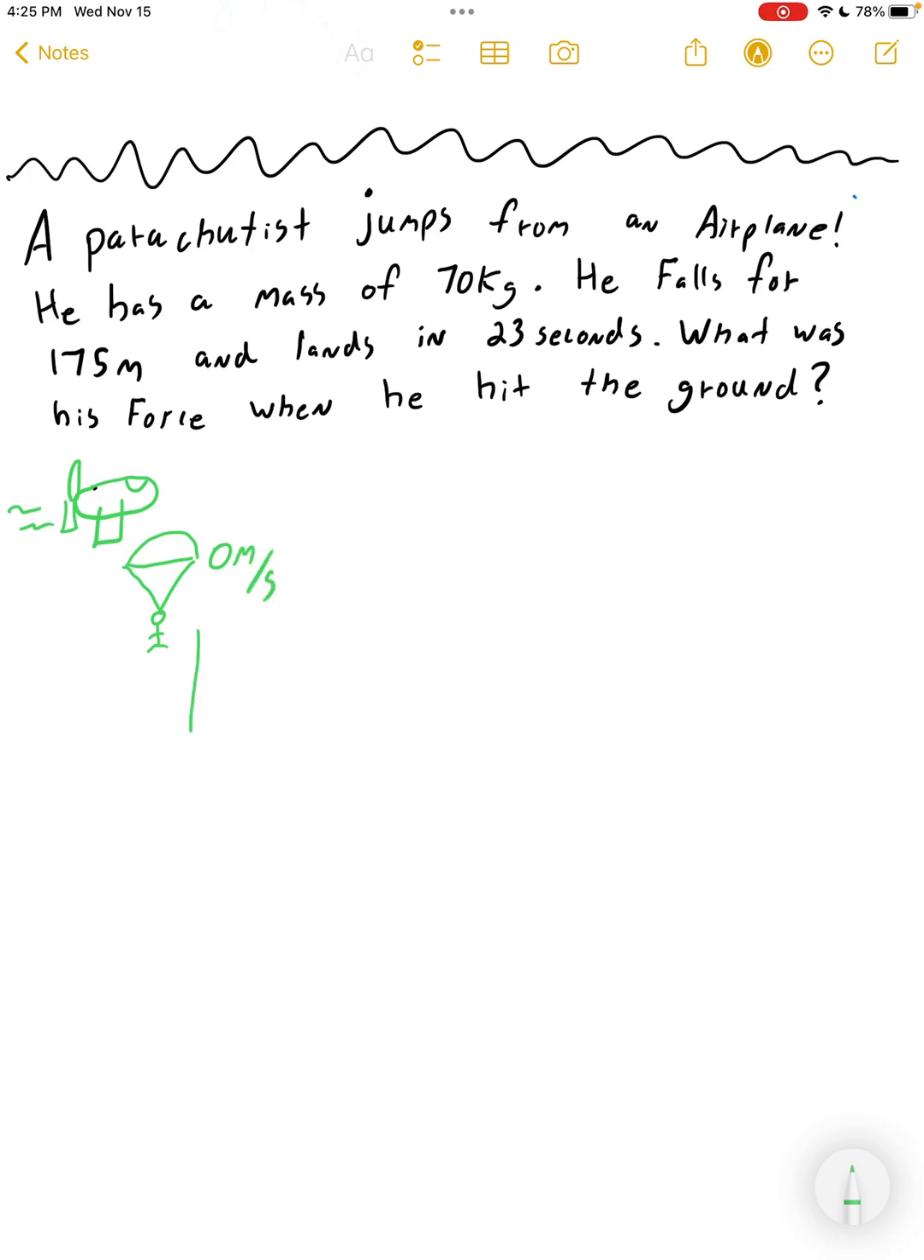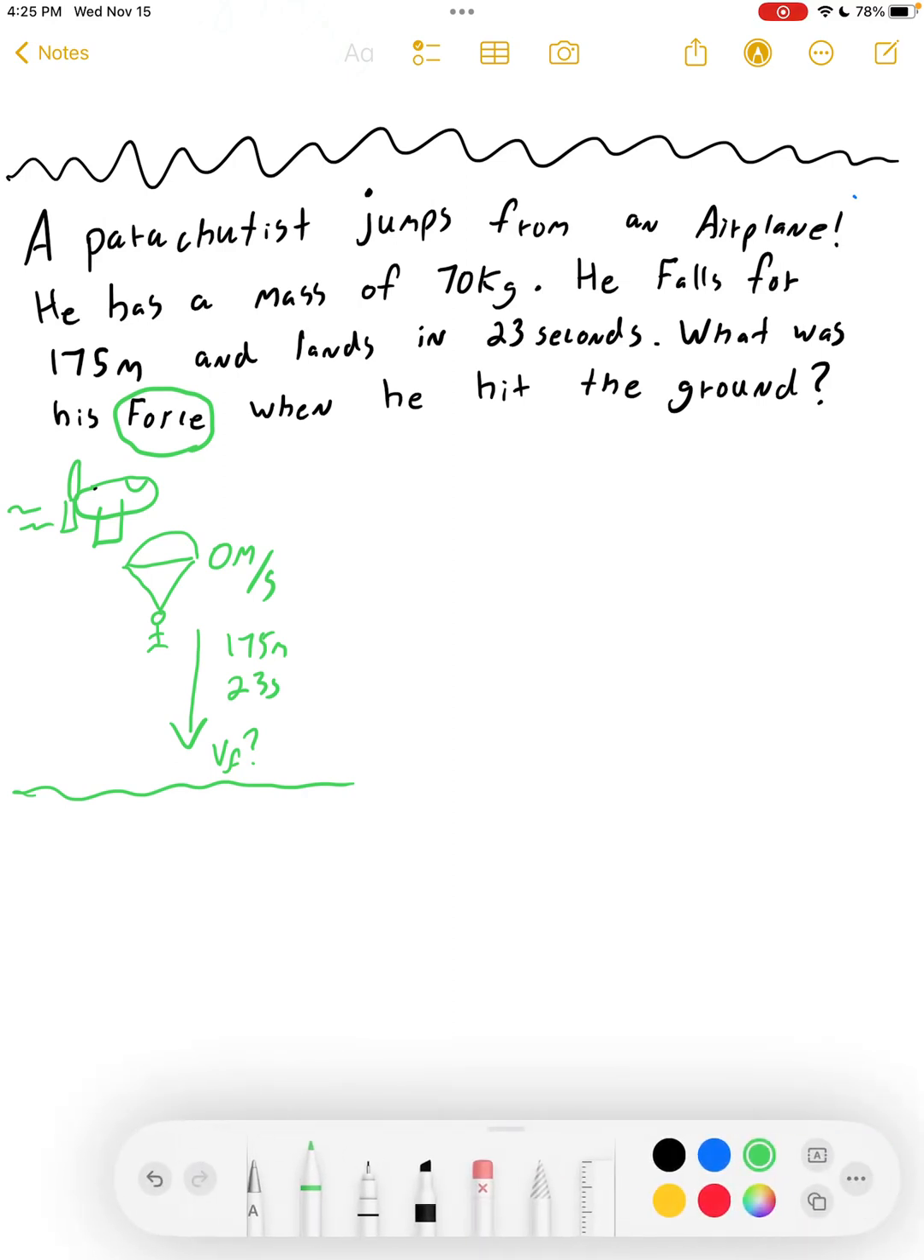Okay, and he falls, and he is going to hit the ground, and we want to know what is going to be his final velocity. What is going to be his velocity there after he has traveled for 175 meters and after he has fallen for 23 seconds. Okay, so there's a lot of stuff we got to figure out just to answer the question. The question says, what was his force? So we need to measure force. What was his force when he hit the ground? Okay, so again, let's write out what we have, what we want to know, and let's get to cooking here.